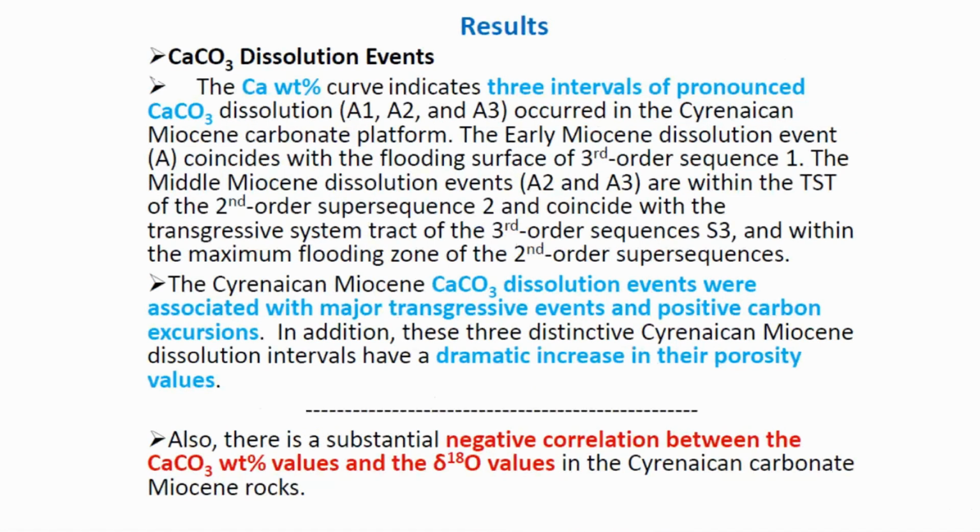Results of calcium carbonate dissolutional events. As we said, three dissolutional events were associated with major transgressive events and positive carbon excursions. In addition, there is also a dramatic increase in porosity values. Also, there is a substantial negative correlation between the weight percentage of calcium carbonate values and delta oxygen 18 values in the Cyrenaican Miocene carbonate rocks.